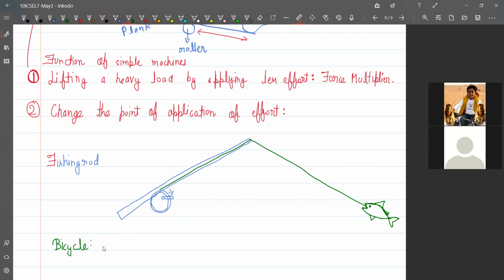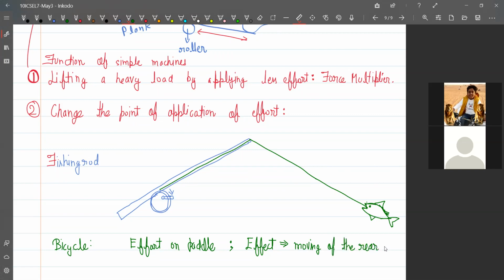In your bicycle, you are putting effort on the paddle. Effort is on paddle. But where is the effect? The effect is moving on the ground. Effect is moving on the ground, that is moving of the rear wheel.